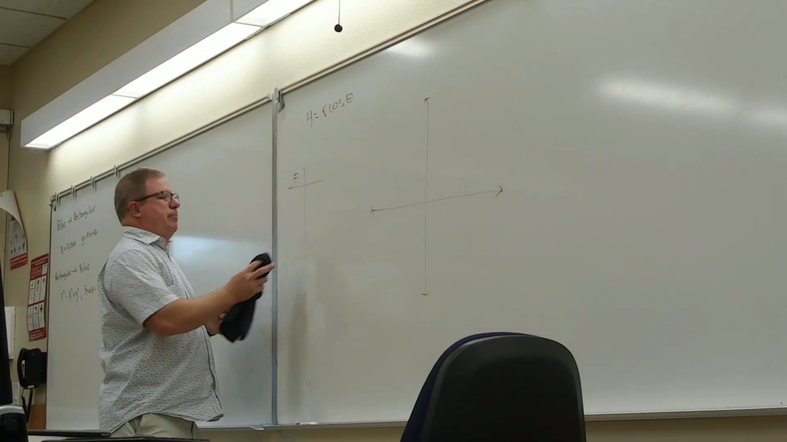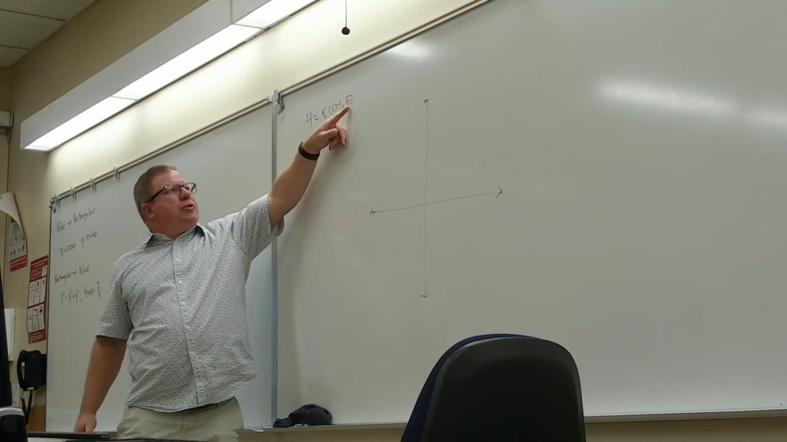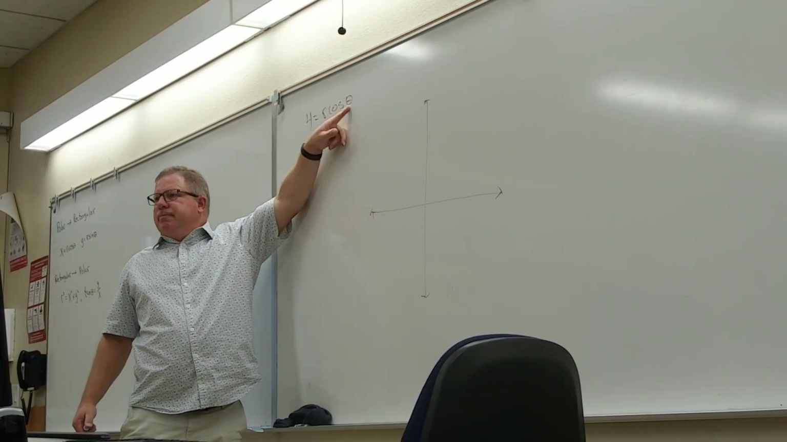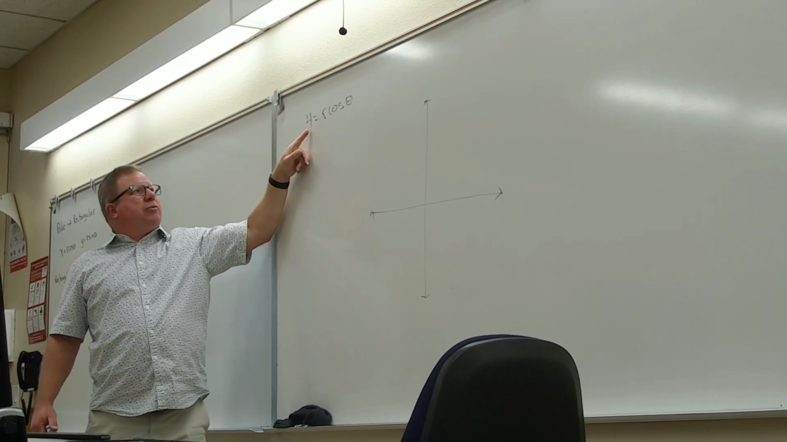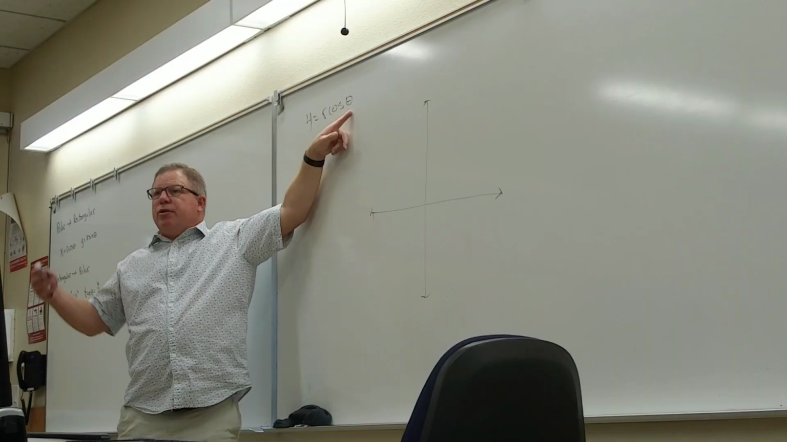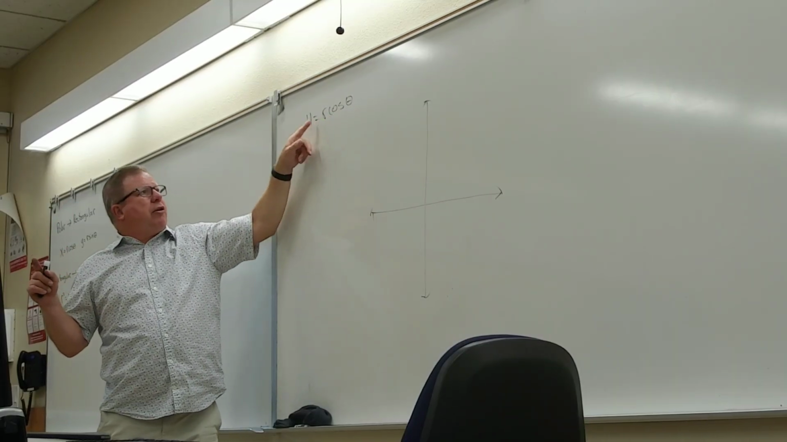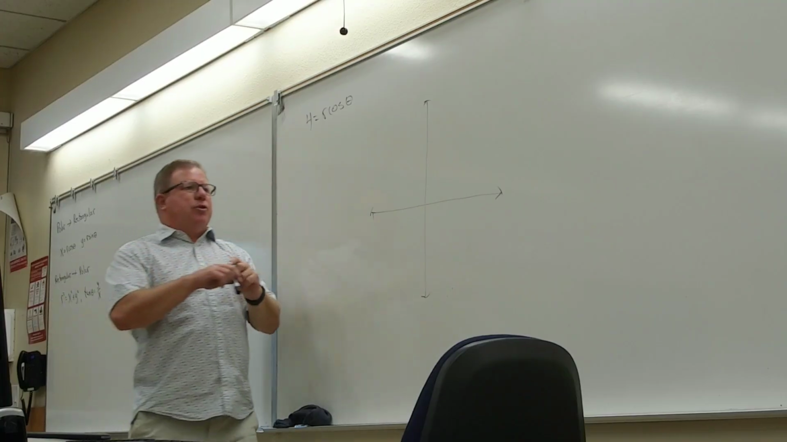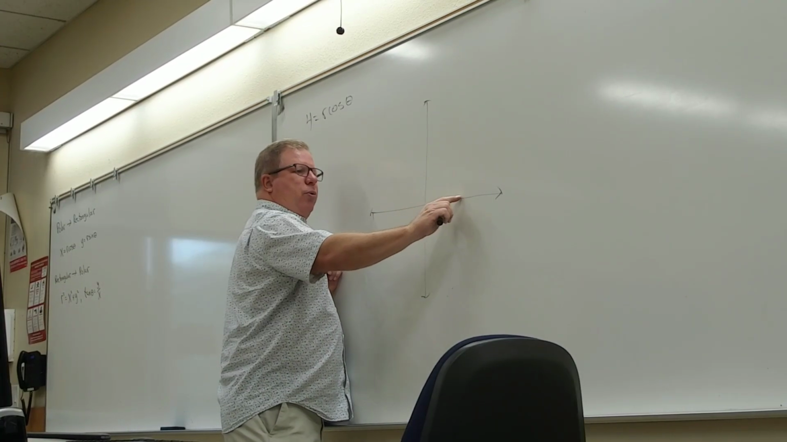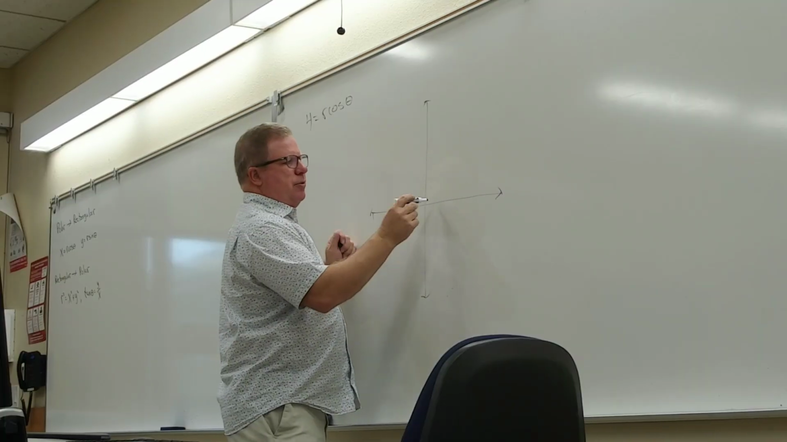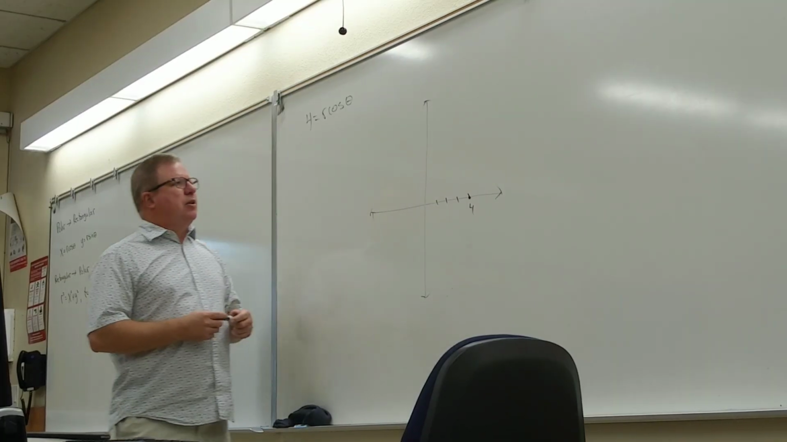Put in 0 for theta. What do you get? 1? No. Cosine of 0 is 1. So r times 1 is r. You're going to get r equals 4, correct? Radius of 4. At 0, we're 4 away from the origin. Like that.